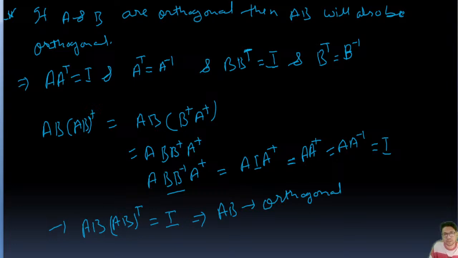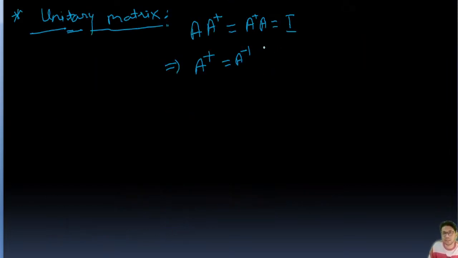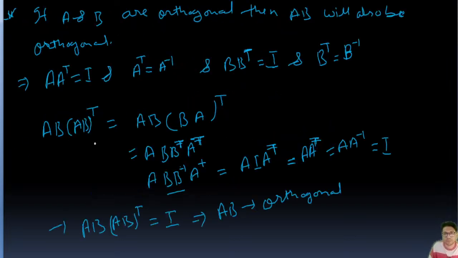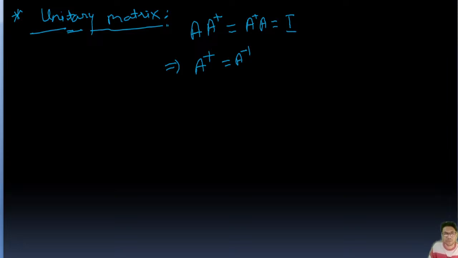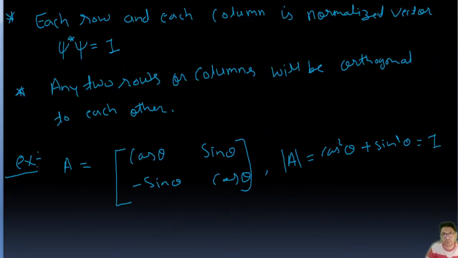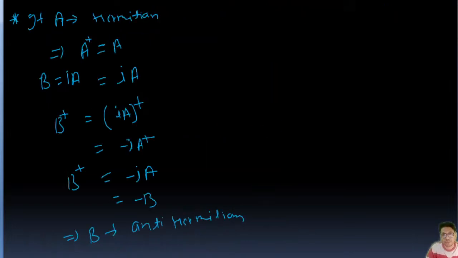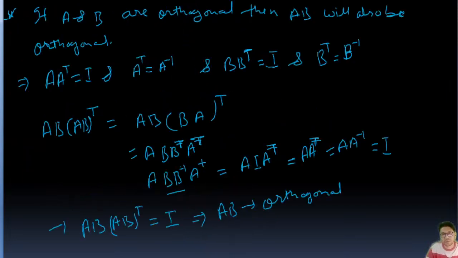And this implies A dagger is going to be A inverse. Similarly, here we made some mistake. This is not dagger, this is the transpose, guys. This is transpose, this is transpose. These are transpose, and this I. So for the orthogonal matrix, these are transpose. Now let me just check. Yes, correct. So this is for orthogonality.